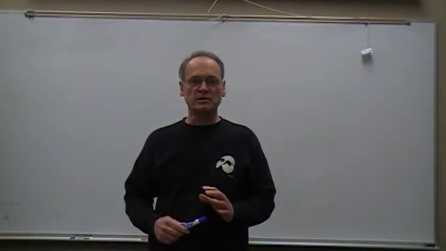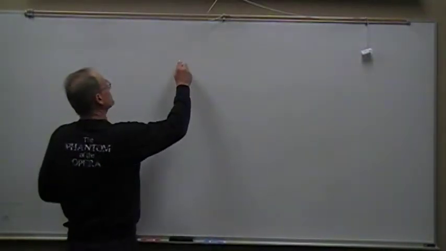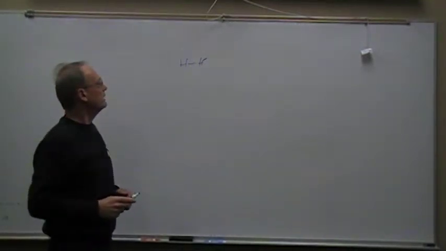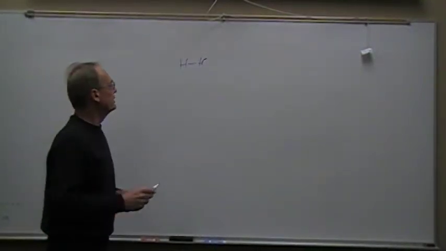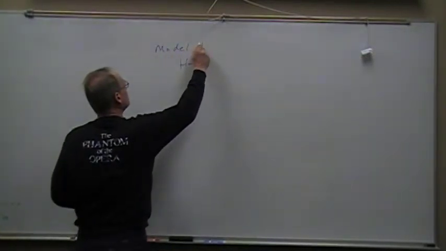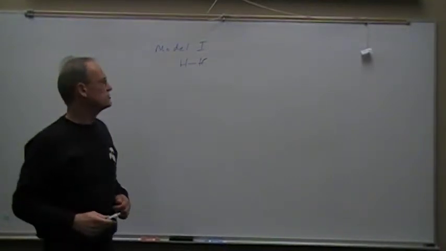So let's start with a very simple molecule, just hydrogen. Here's the Lewis dot structure, not very complicated. No resonance there, obviously. So that's model number 1. Just Lewis dot structures and resonance structures.